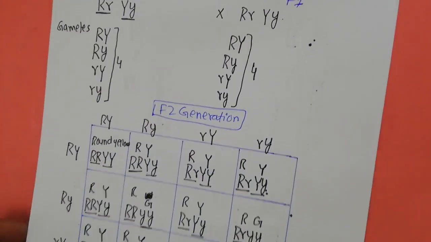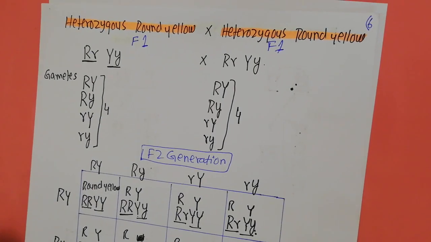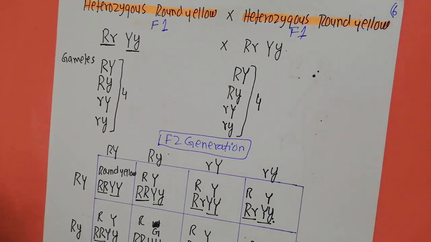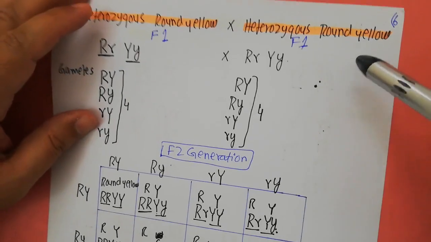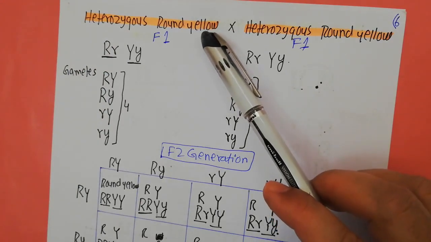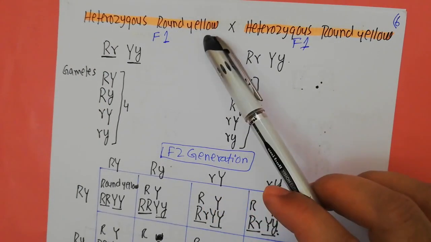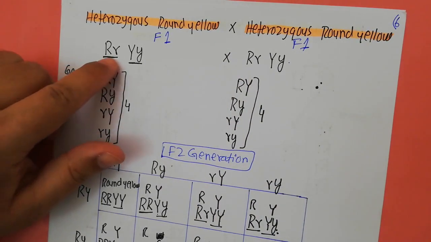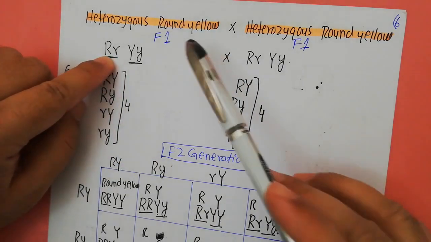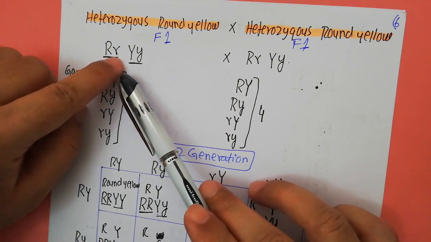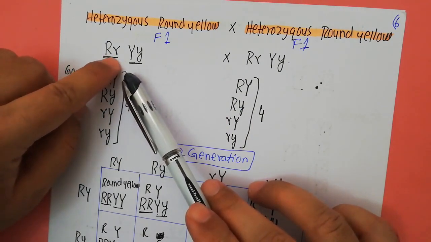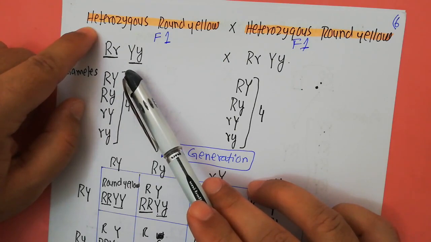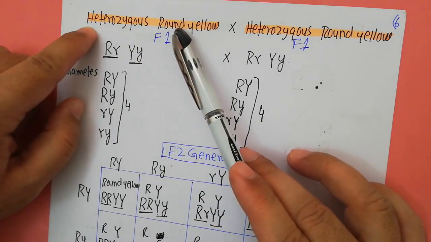What he did next was allow the self-fertilization of the offspring that he got in the F1 generation, as he did in the monohybrid crosses. He followed the same pattern in the dihybrid crosses as well. In the F1 generation, all of the plants were heterozygous round yellow. By heterozygous, I mean that if you look at this particular pair, it is showing you the shape of the seed, which is the round one. Now, if you look at both of the members, they are different from each other. Therefore, we are saying that this plant is heterozygous for the shape of the seed.